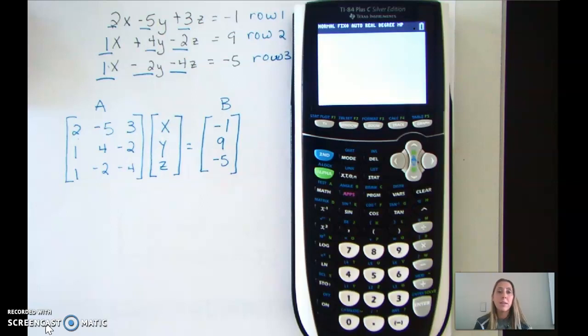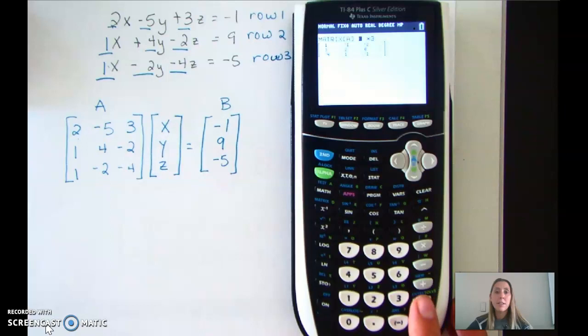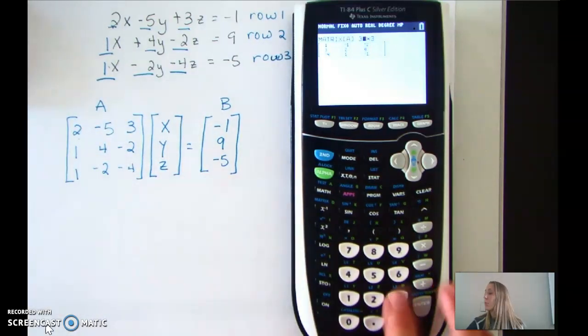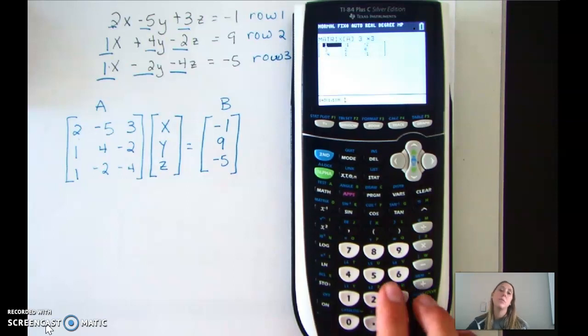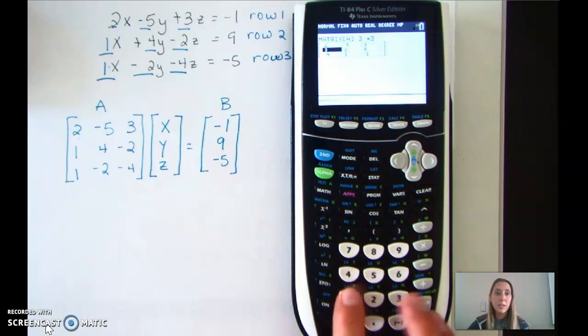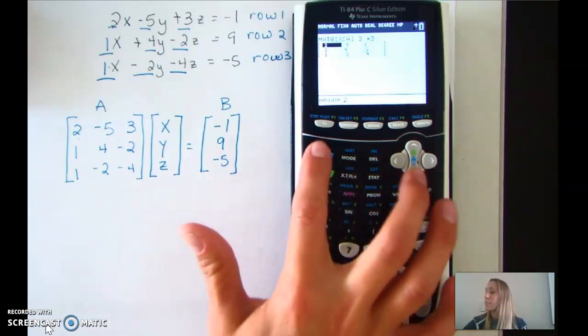So now I'm going to get into my calculator. I'm going to hit second matrix. It's going to take me to my matrix screen. I'm going to arrow over to edit. Then I'm going to hit enter. And this is a 3x3, my matrix A, right here. 3 rows, 1, 2, 3, 3 columns, 1, 2, 3, 3, enter, 3, enter. Remember, it will not save unless we hit enter. Now I'm going to enter in all my entries. I have 2, enter, -5, enter, 3, enter, 1, enter, 4, enter, -2, enter, 1, enter, -2, enter, and -4, enter.